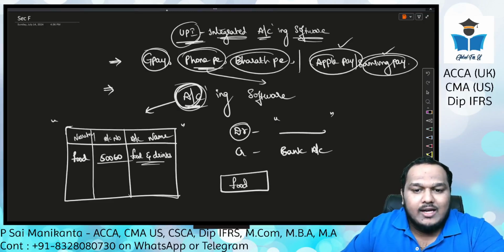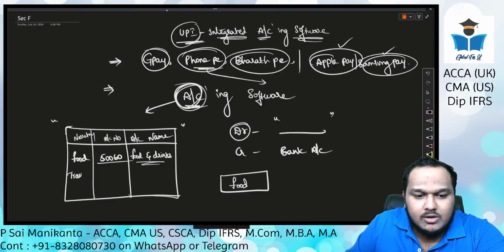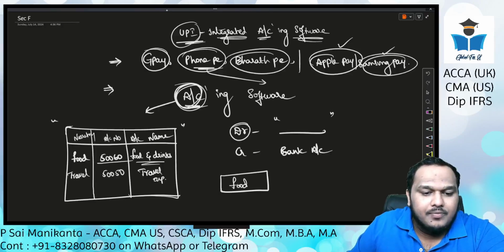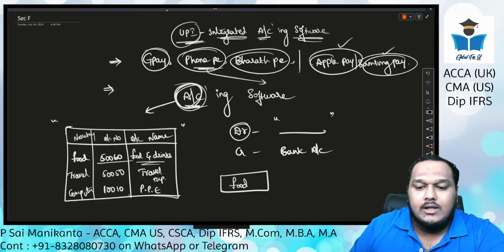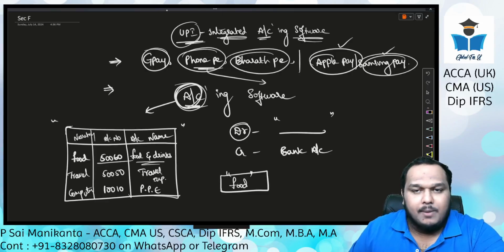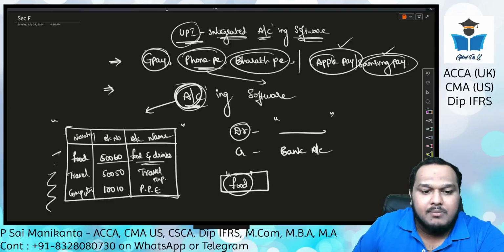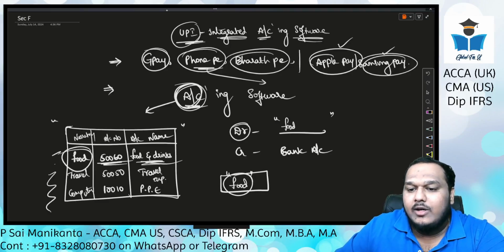So this software should automatically look at this table, and suppose this table says if there is a word called travel, it should be 50050 travel expense account. Or if it says computer, it should go to, let's say, 10010 property, plant and equipment ledger. So when the narration is looked at, the transaction should find that particular word in this table. Okay, it is found here. So account number is 500060, food and drinks. So automatically debit food and drinks here.